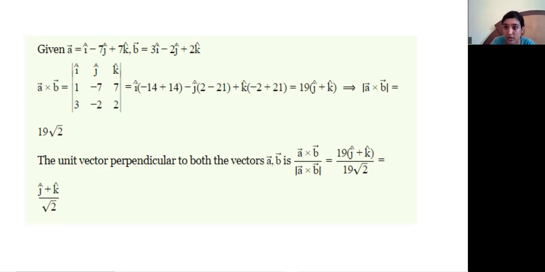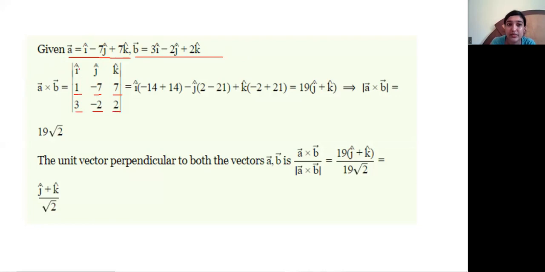So what is the question here? The A vector is this equation and the B vector is this equation. How will we do A vector cross B vector? Again, we will write the equations in the form of a matrix. So A is 1 i cap minus 7 j cap plus 7 k cap, and B is 3 i cap minus 2 j cap plus 2 k cap.